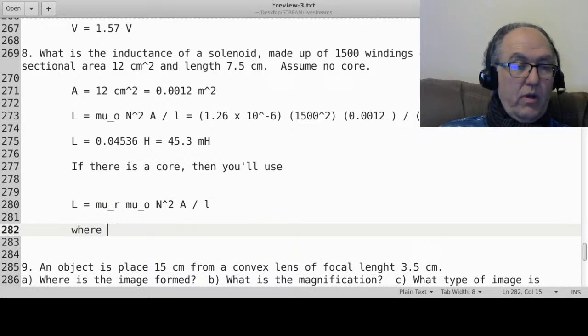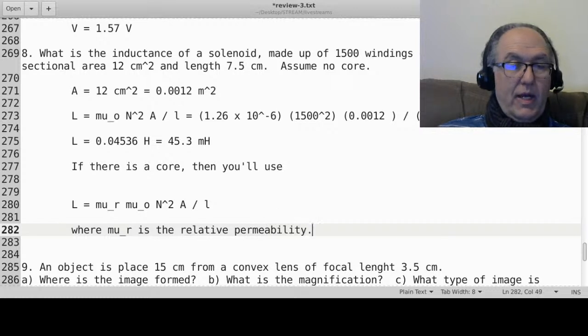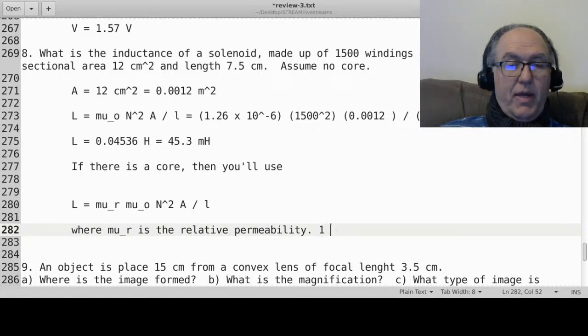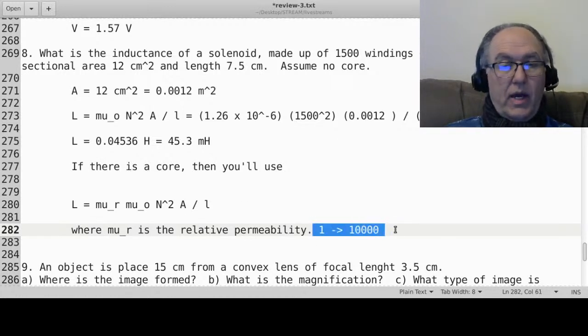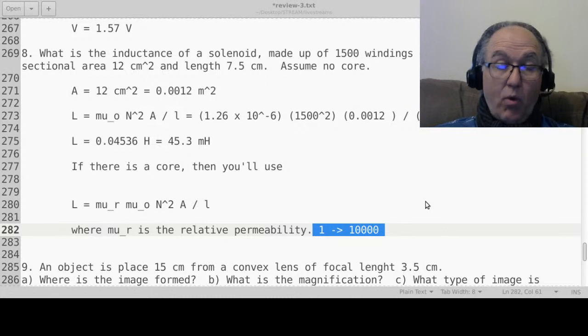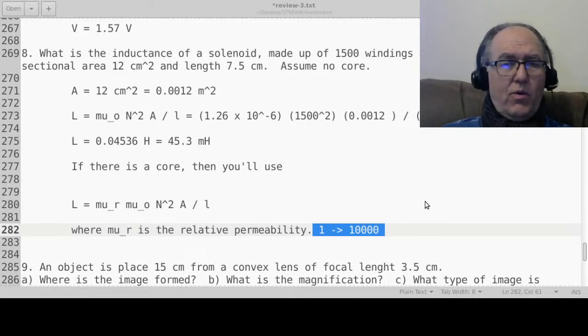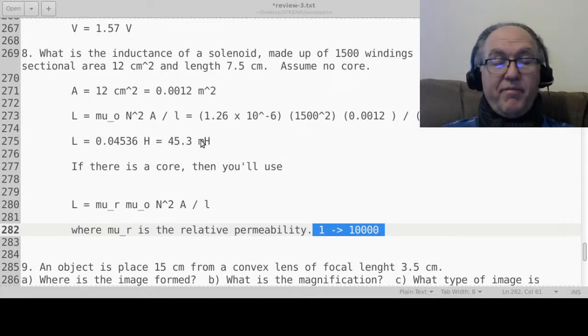Where mu r is the relative permeability. It's usually a number that's got to be bigger than 1 for sure, but it could be anywhere from 1 to maybe up to 10,000 or something like that, depending on the material. The more the material can sustain a magnetic field, the more it will enhance the magnetic field inside of the solenoid. And the bigger the magnetic field, the more flux there is, and so the more self-inductance. I'm not going to do this, but if I said mu r is 1,000, then this number would be 1,000 times bigger, because that's the enhancement factor.